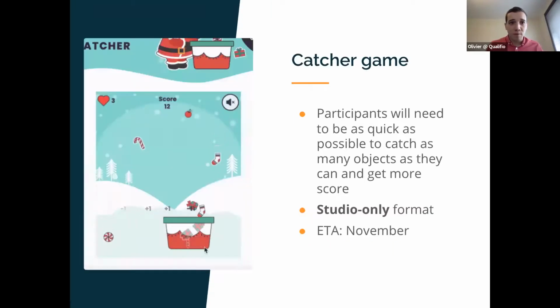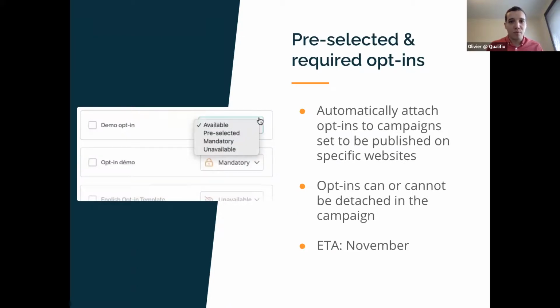Okay, so the first item I would like to cover with you is a pre-selected and required opt-in. As you know, I've been talking about how to pre-fill the opt-ins. Here we're really on the back office, so the Qualifio manager side, and we've seen that it happened. It's quite hurtful, but it happens that some of the users, especially in accounts where there are a lot of users, forget to link an opt-in.